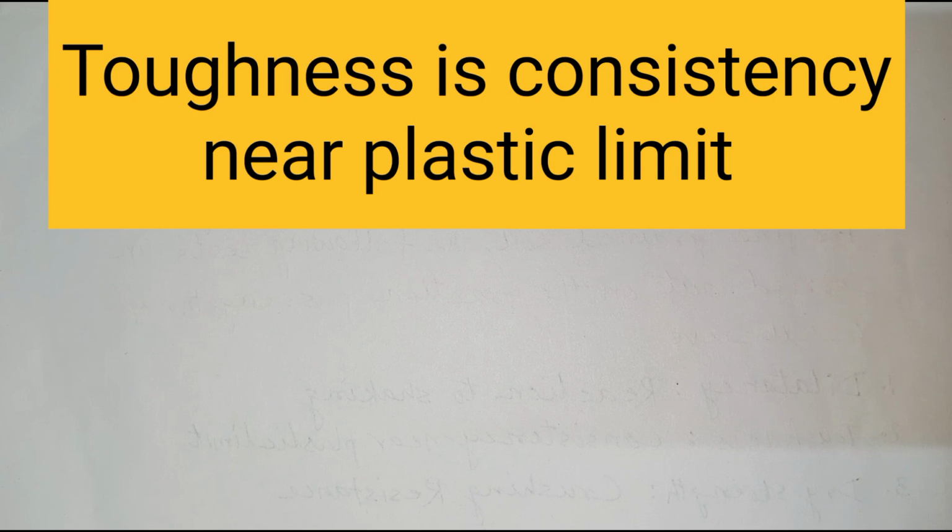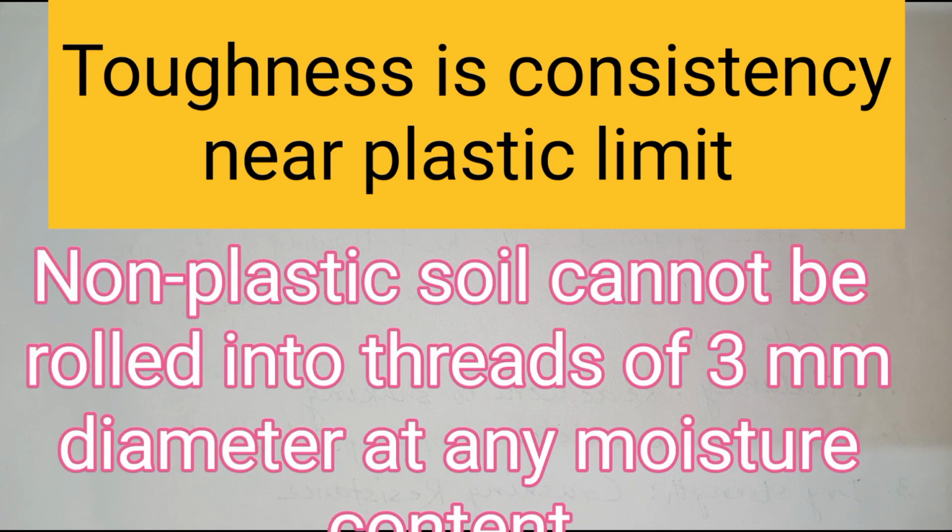Low toughness is indicated by a weak thread that breaks easily and cannot be lumped together when drier than plastic limit. One thing you have to keep in mind, non-plastic soil cannot be rolled into thread of 3 mm diameter at any moisture content.